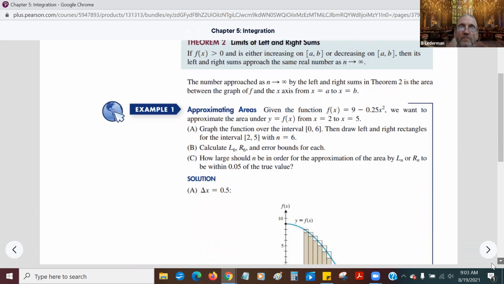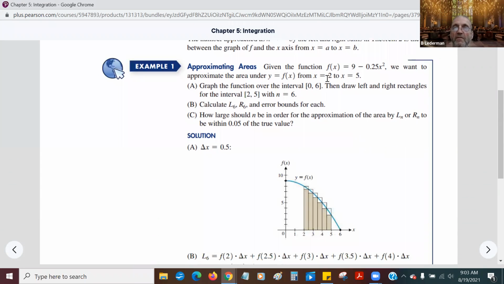So example 1. We have a function, 9 minus 0.25x squared, which is what it looks like if you graph it. It's an upside down parabola, a frowny face parabola, if you will. We want to approximate the area under the curve from x equals 2 to x equals 5. So here is x equals 2, here is x equals 5. We want the area underneath this whole thing.